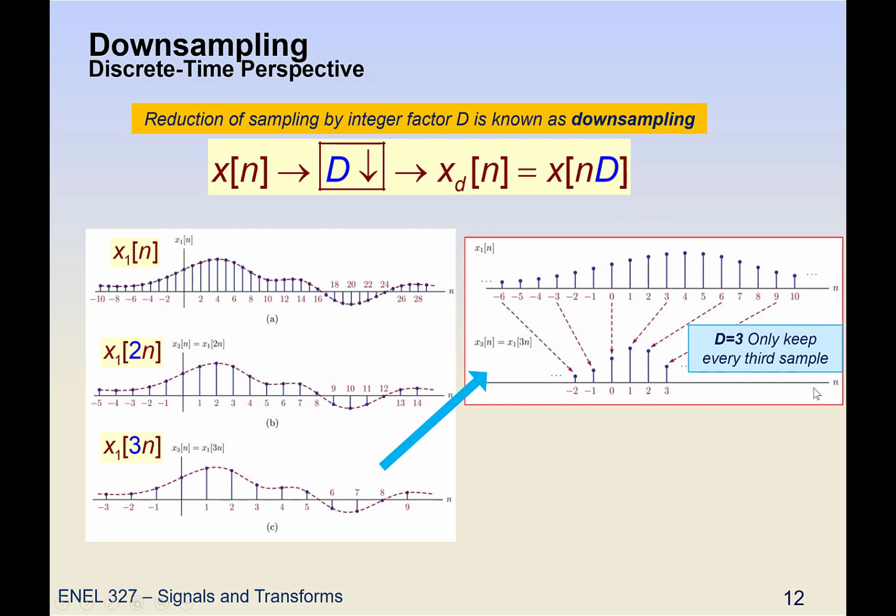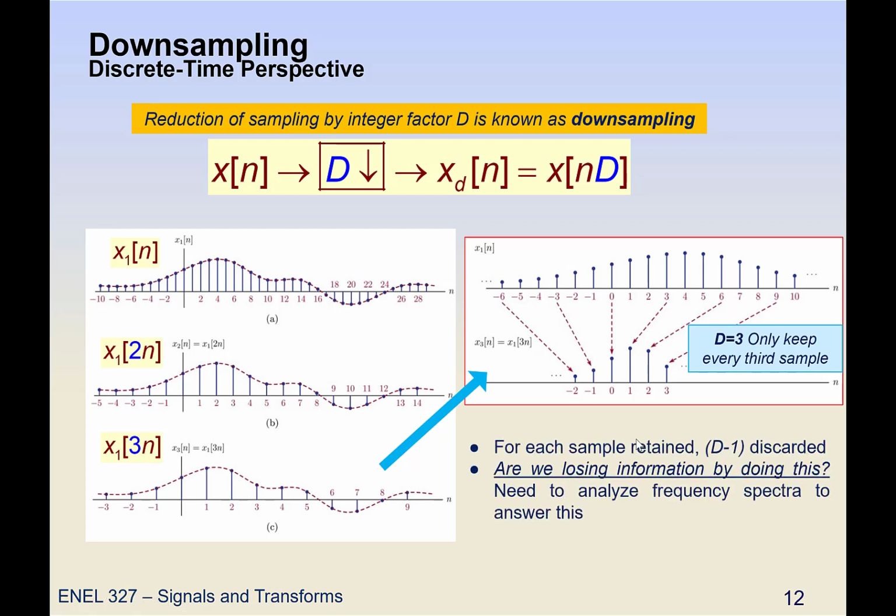And remember, this index doesn't really mean anything physically at this point. So this came from the samples of the original sampling period. The spacing is actually 3 times as wide in time now, even though it's not indicated in the graph versus n. So for each sample that we retain, there's actually d minus 1 that are discarded. So are we losing any information by doing this?